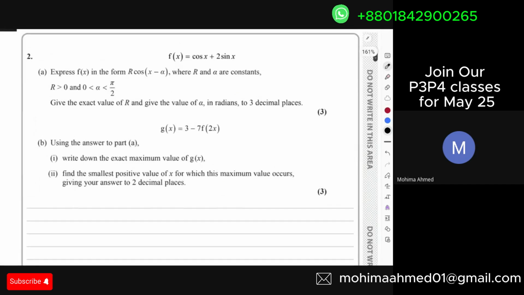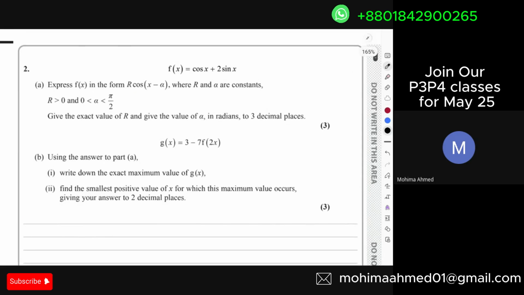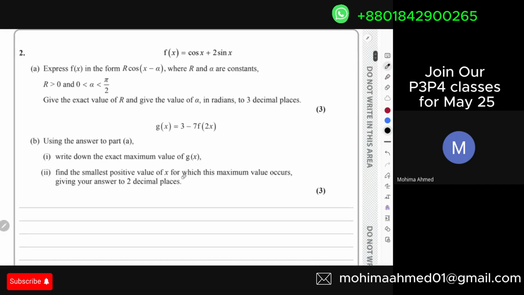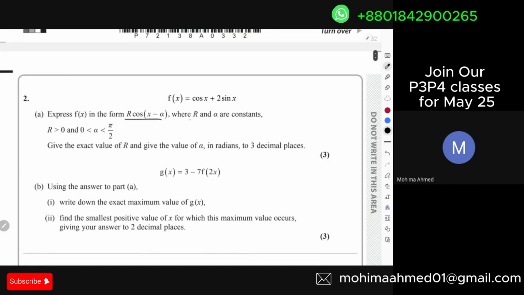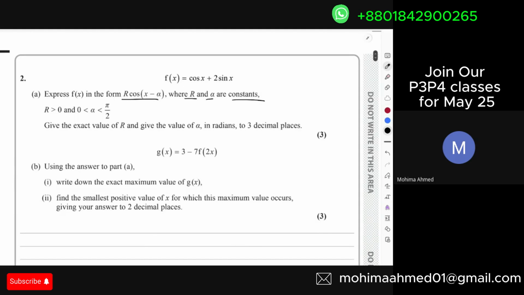Question 2 is a mix of trigonometry and basic things, and I think a little bit of differentiation in this part. It says f(x) equals cos x plus 2 sin x. Express f(x) in the format R cos(x minus a), where R and a are constants. It is given that R is greater than 0 and a is within the range 0 to pi by 2. Give the exact value of R and give the value of a in radians to 3 decimal places.